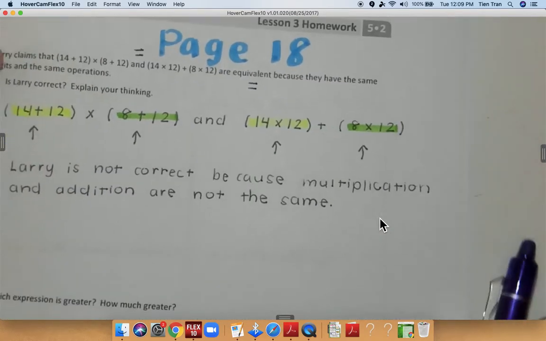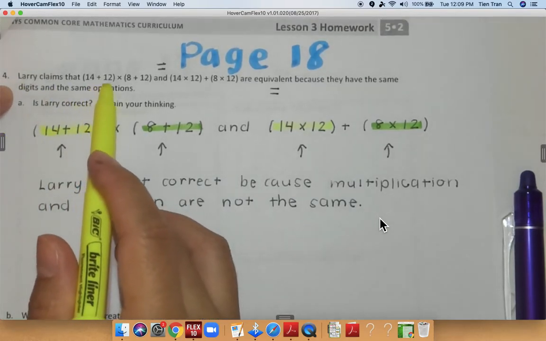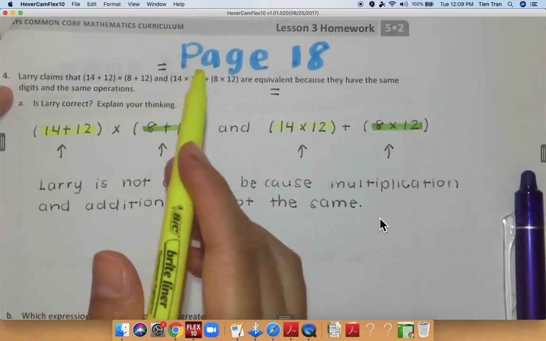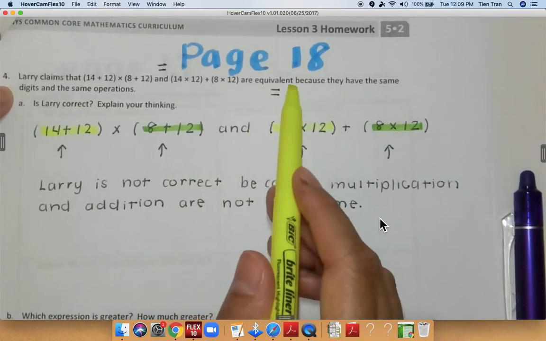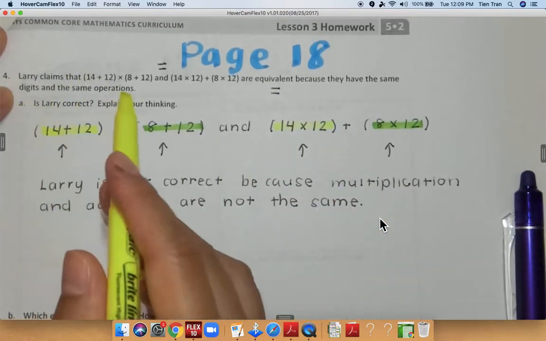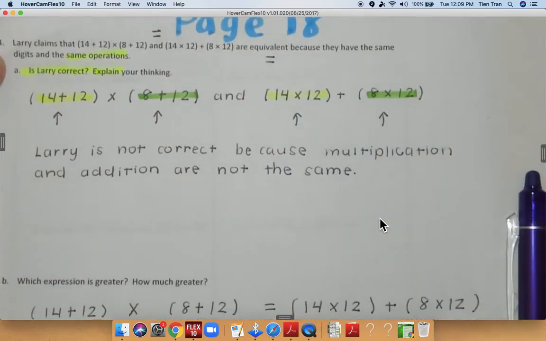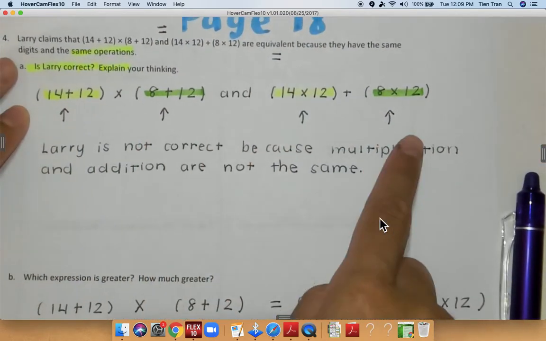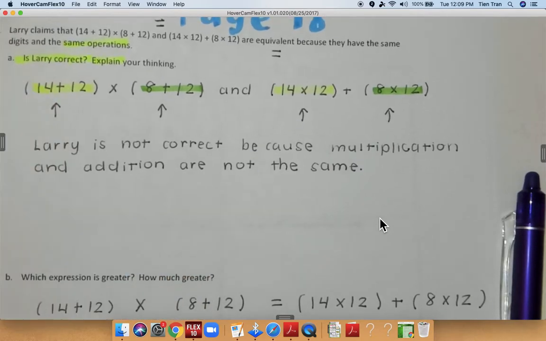For problem number 4, the question asked me, Larry claims that 14 plus 12 times 8 plus 12 is equal to 14 times 12 plus 8 times 12, and that they are equivalent because they have the same digits and the same operations. Is Larry correct? Explain your thinking. So what I did was I wrote it out and now I'm going to compare, right? I have 14 plus 12.